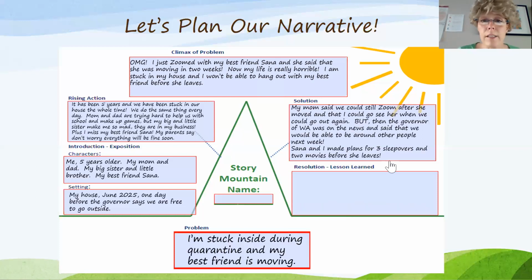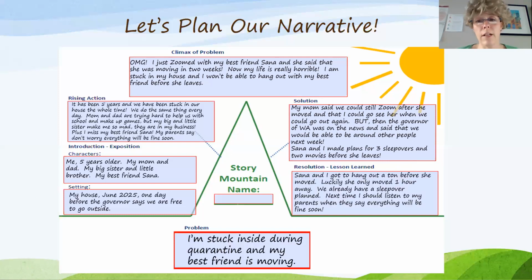My mom and dad said I could still Zoom with her, but then the governor came onto the TV and said that next week we would be able to go outside, and we would be able to see other people and hang out with other people. And so I made plans with Sana, and I was able to spend time with her before she left. And then the resolution was that we got to hang out a ton, and we planned some sleepovers when she moved to her new house, which was about an hour away, and that I should listen to my parents when they say everything should be fine.